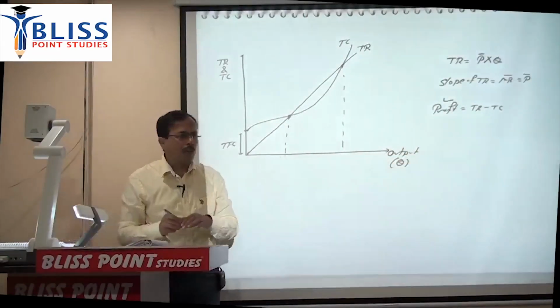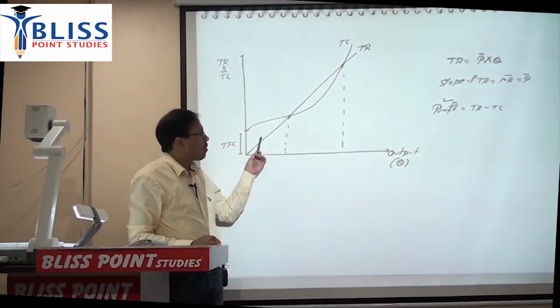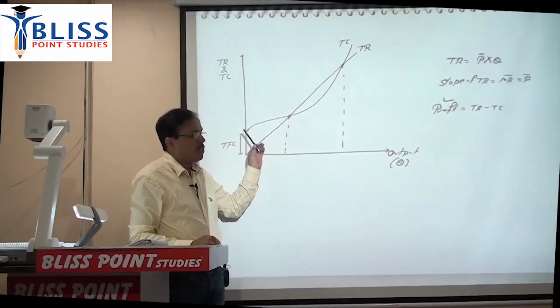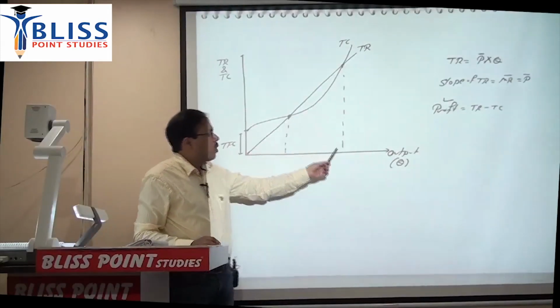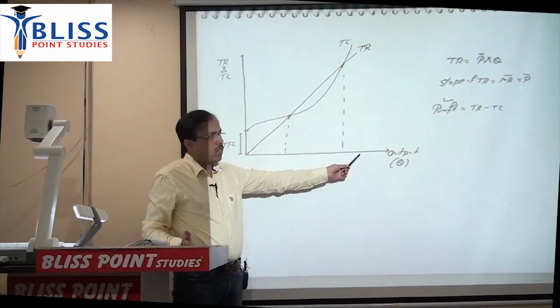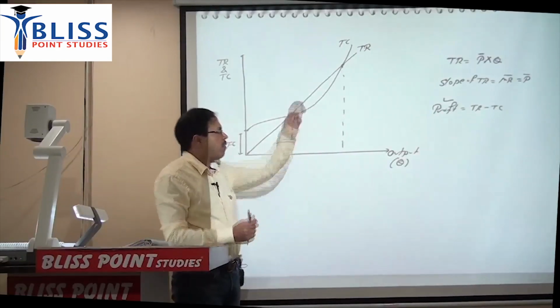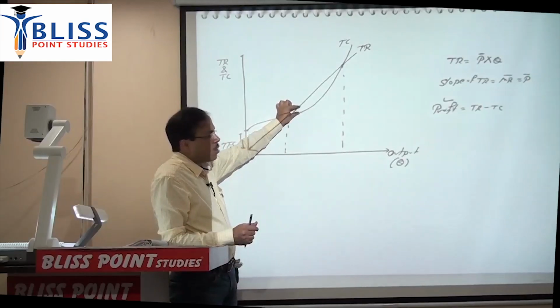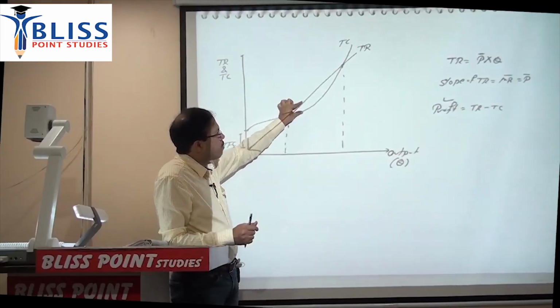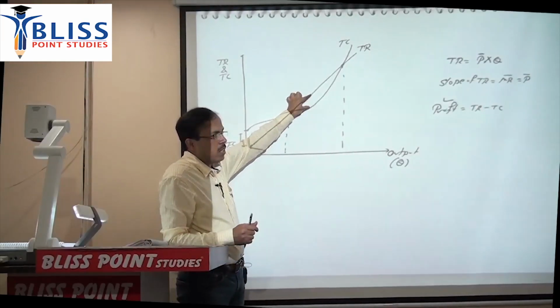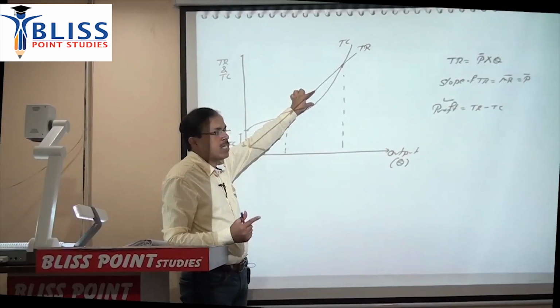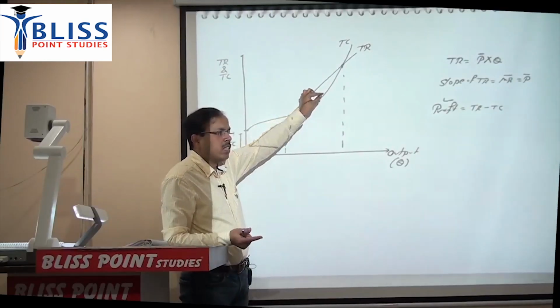To the left of this quantity, loss: cost is more, revenue is less. To the right of this, again loss. Only in this range there is profit. So profit is this gap. As you produce more, this profit margin increases. It gets maximized where the distance is maximized, and then again it reduces.